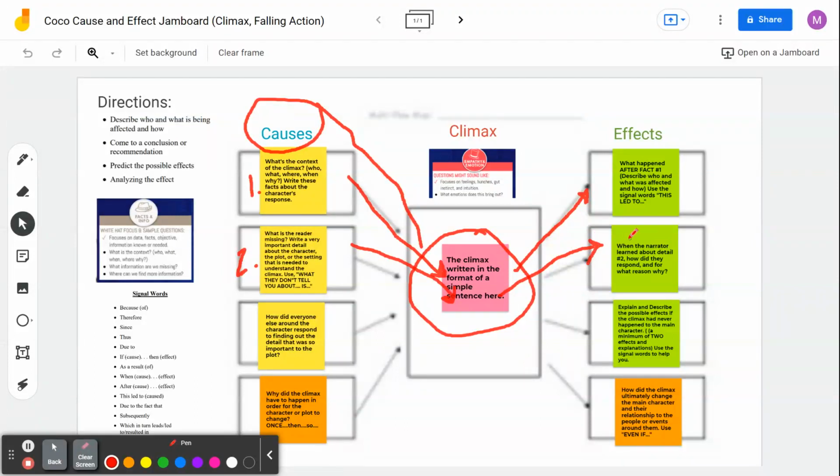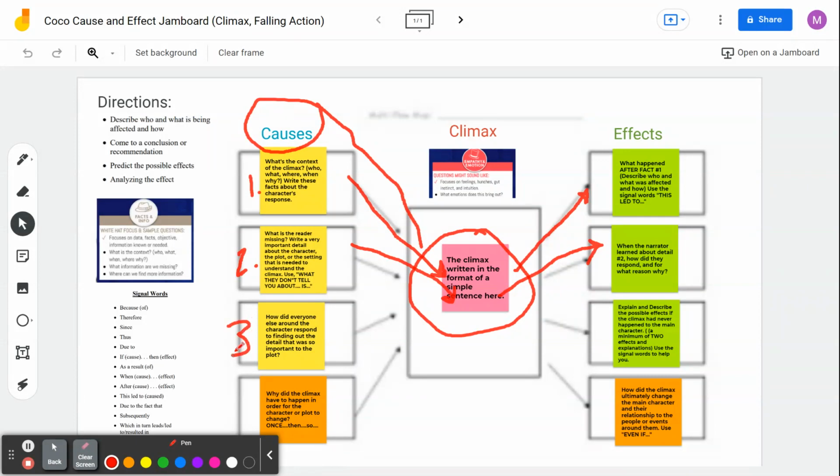When Miguel learned about that detail, number two, how did he respond and for what reason and why? This is where we need to get that action. And so over here for number two, it's what didn't they tell you about Miguel and his family that made it so important that this climax had to happen? And then what did he do about it? What did Miguel do about it?